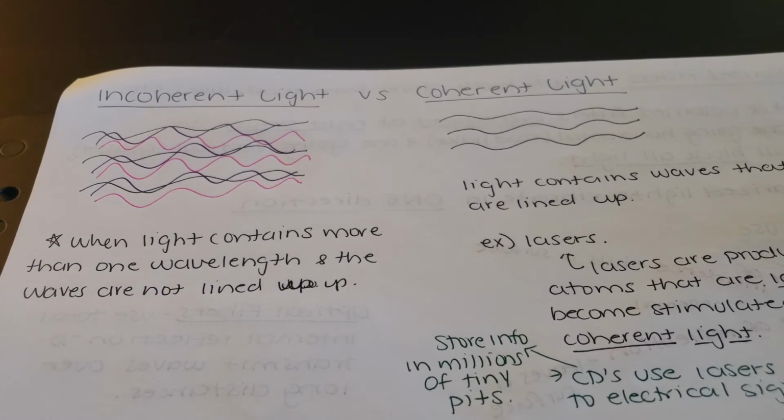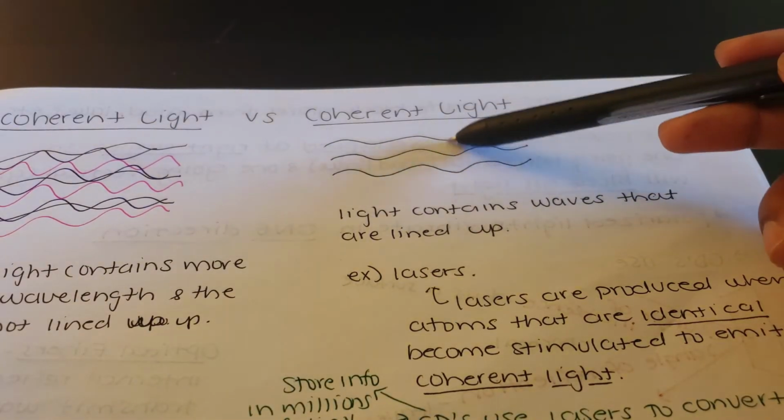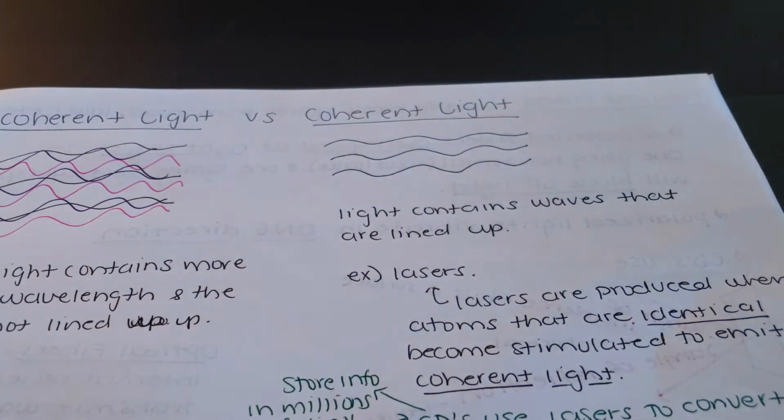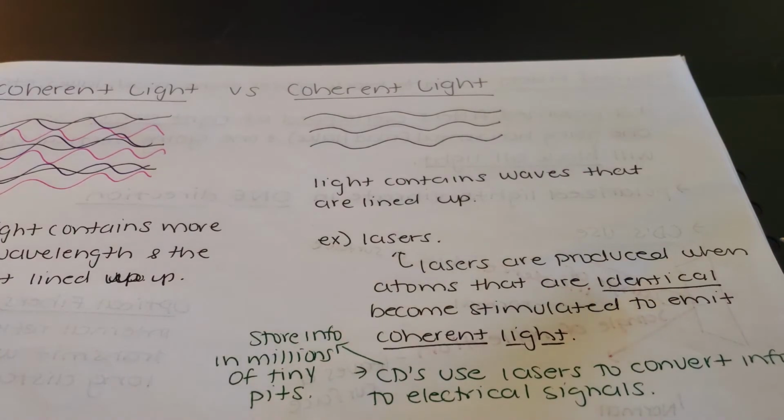Coherent light, on the other hand, is a lot more organized, and this light contains wavelengths that are aligned, which means the crests, which are the tops of the waves, are all lined up, and then the troughs are all lined up, so they're very well organized. An example of coherent light is lasers. Lasers are produced when you have atoms that are identical to each other, and when they become stimulated, they emit coherent light. So they emit light that has waves that are very identical to each other.